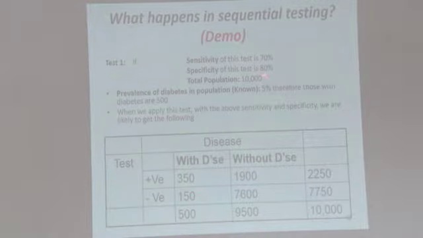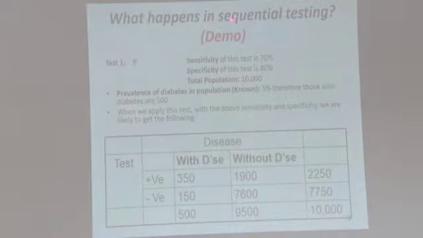Now, on the other hand, if the test has a specificity of 80%, it means that of this 9,500, it is able to detect 80% of them as negative. So 80% of 9,500 turns out to be 7,600. So that means that the balance, that is 1,900, are detected as false positives. They are false positives. So this is the first test.